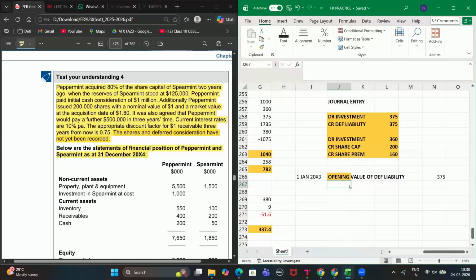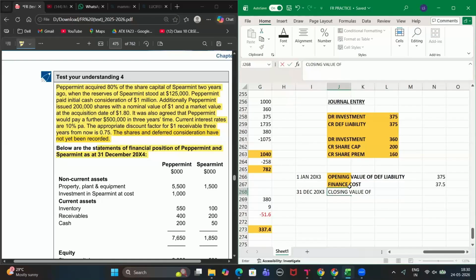It's 10%, right? Yeah. So what will be the finance cost? It will be 37.5. So the finance cost in respect of 20x3 will be how much? Into 0.1. What is it? 37.5. Now, on 31st December 20x3, what will be the closing value of deferred liability?